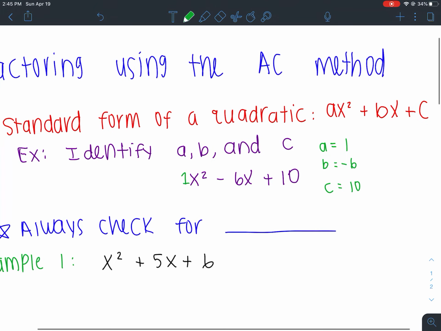So it is important that you know how to identify a, b, and c of a quadratic in standard form, or else the AC method won't work. The first thing you do before you ever factor, again, factoring is the opposite of distribution, is you always check for a GCF. What's a GCF? You should have been able to go through the lesson about greatest common factor already. You always check for a greatest common factor. If you can divide something out, you need to divide it out. It makes life a lot simpler.